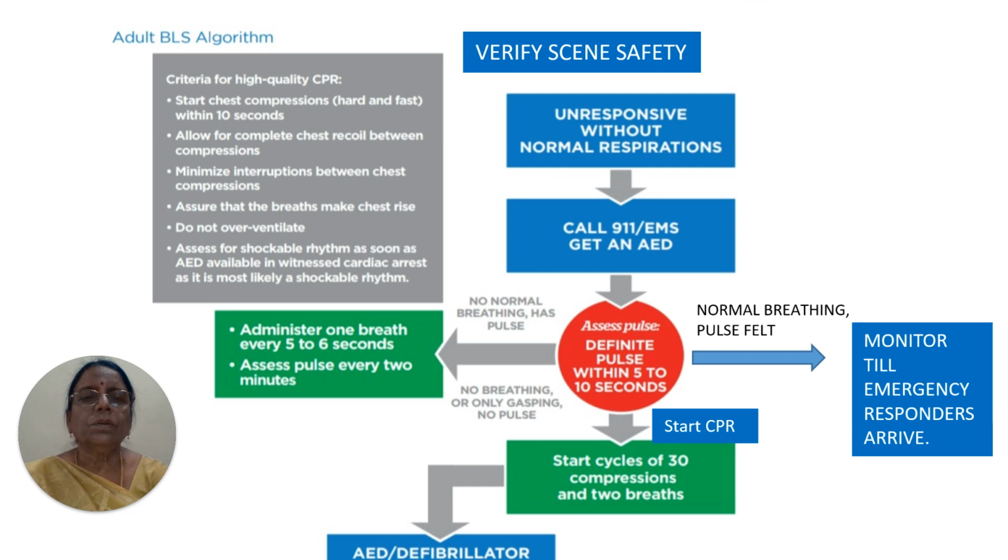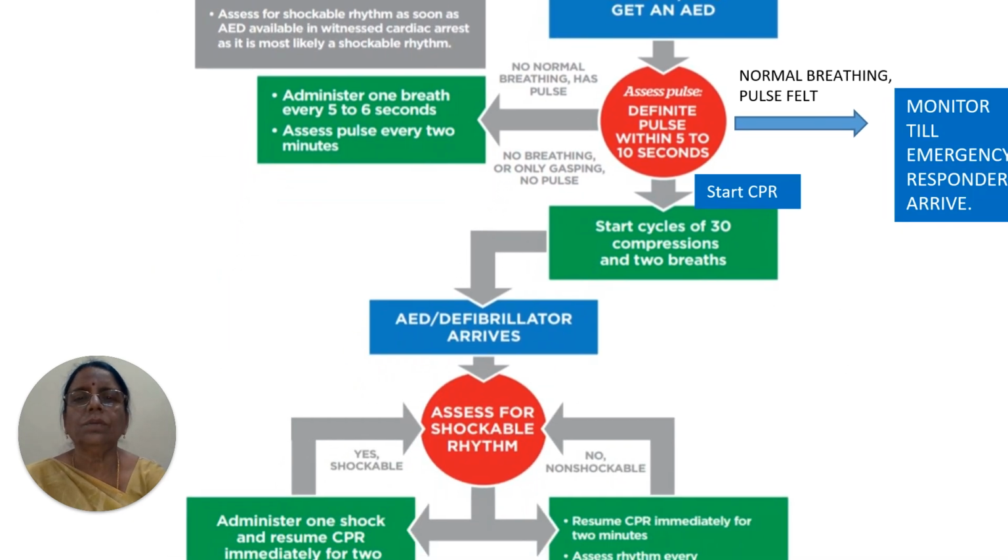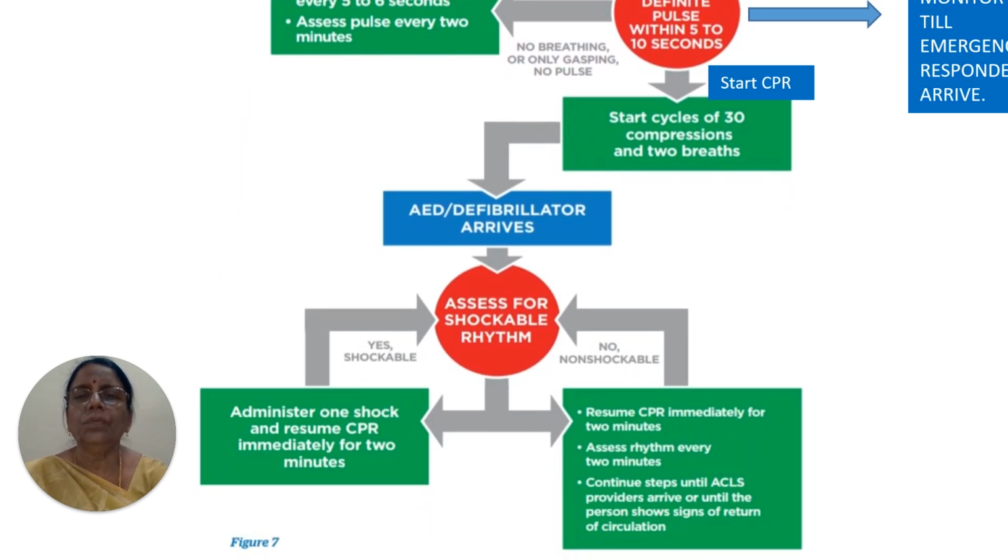Then if there is no pulse, then start CPR. Start cycles of 30 compressions and 2 breaths. And if AED or defibrillator arrives, assess for shockable rhythm. If shockable rhythm is there, then administer one shock and resume CPR immediately for 2 minutes. If it is not shockable, then resume CPR immediately for 2 minutes and assess rhythm every 2 minutes and continue steps until advanced cardiac life support provider arrives or until the person shows signs of return of circulation.